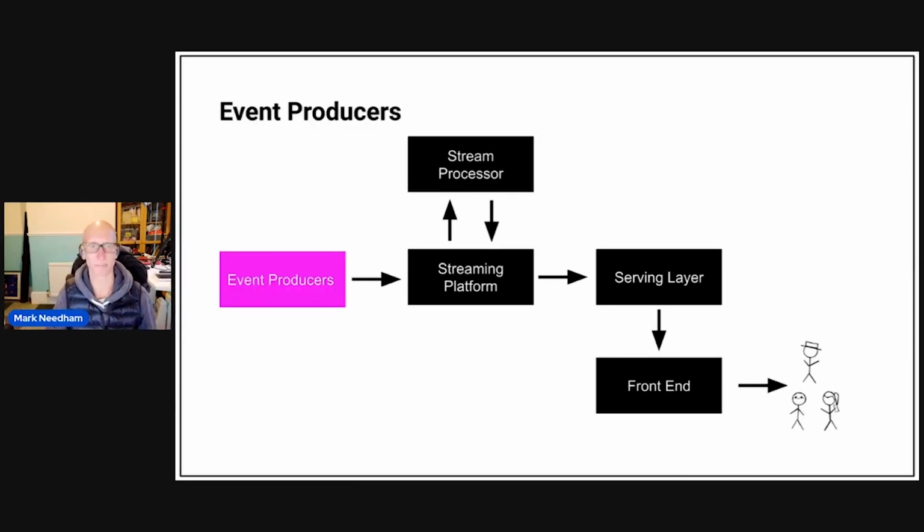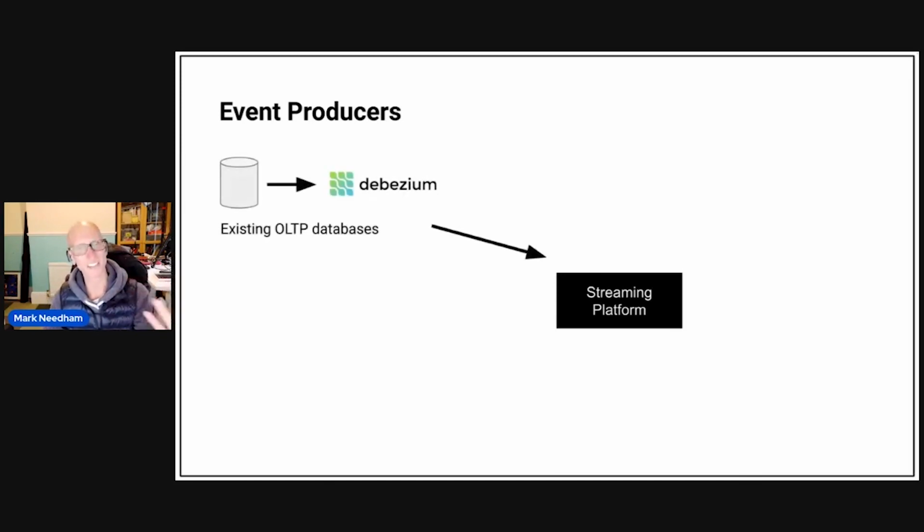So let's start with event producers. This is the very beginning. We've got a streaming platform, whichever one it might be, or pick your favorite streaming data platform, but we've got to get the data in. Now, where does the data come from? There are a few different places.